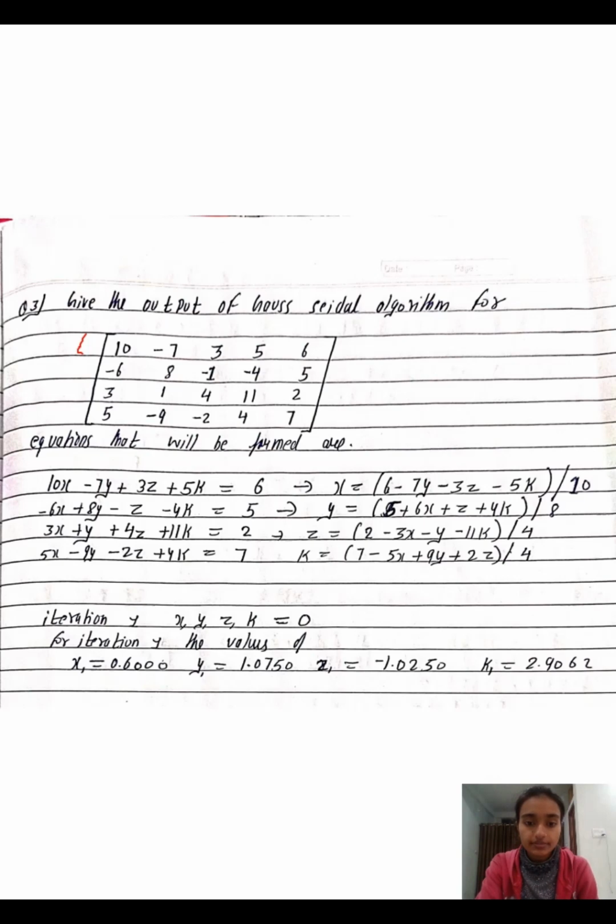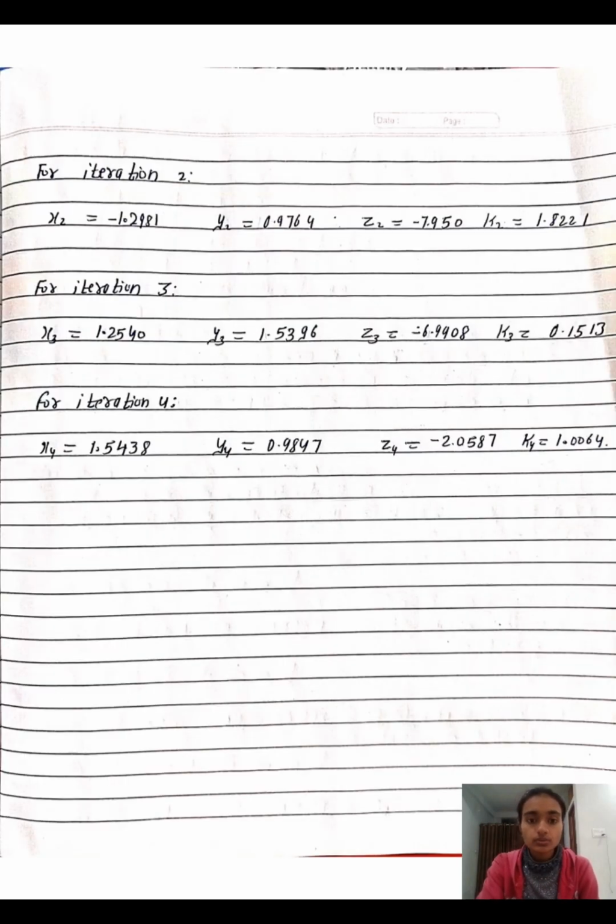For the first iteration we put x, y, z and k equal to 0. For iteration 1, the value of x1 is 0.6000, y is 1.0750, z is minus 0.0250 and k1 is 2.9062. These are the values for iteration 1. Now for iteration number 2, x2 is minus 1.298, y2 is 0.4764, z2 is minus 7.950 and k2 is 1.8221.